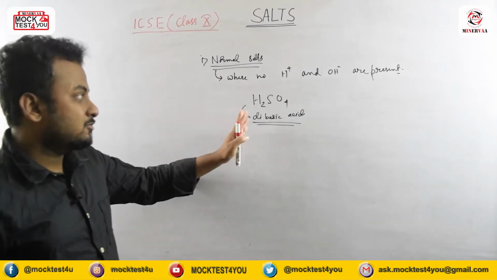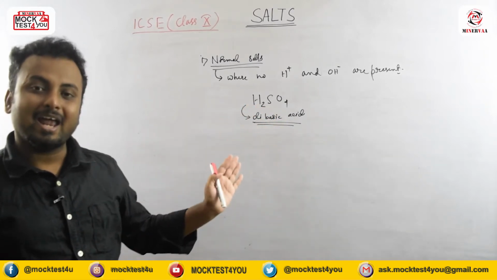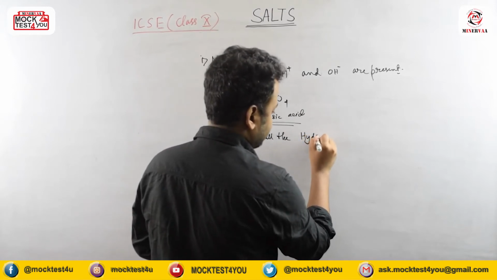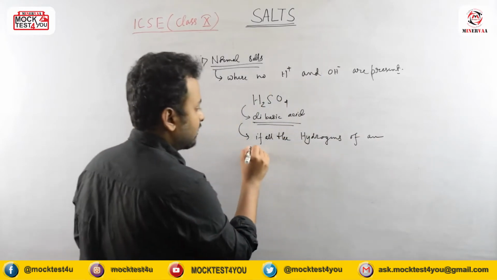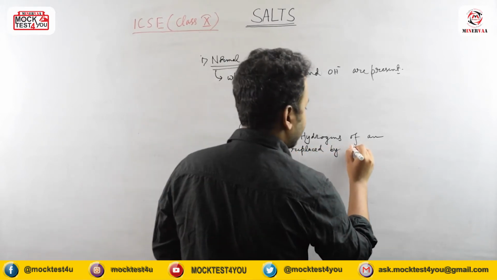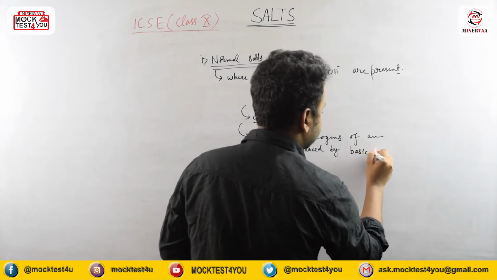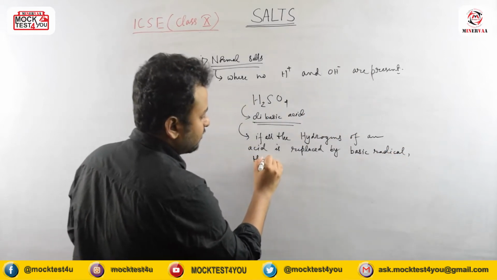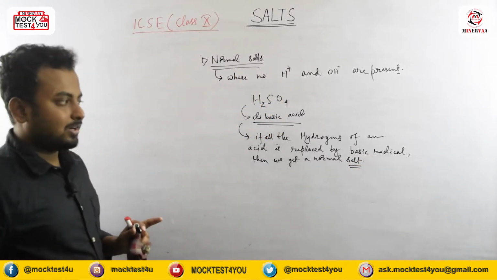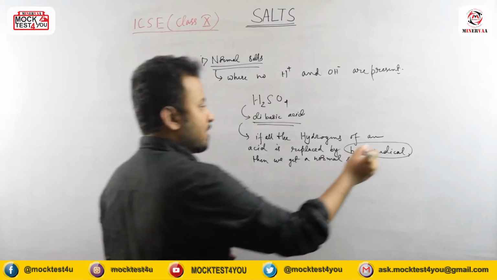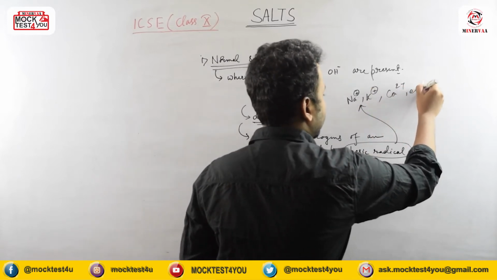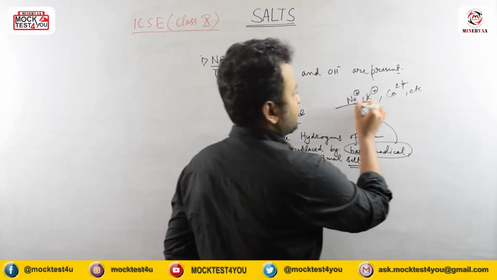So if all the hydrogens of an acid are replaced by a basic radical, then we get a normal salt, right? So what are basic radicals? Basic radicals are metallic, for example Na plus, K plus, Ca2 plus. These are all basic radicals, right? The metals carrying positive charge are basic radicals.